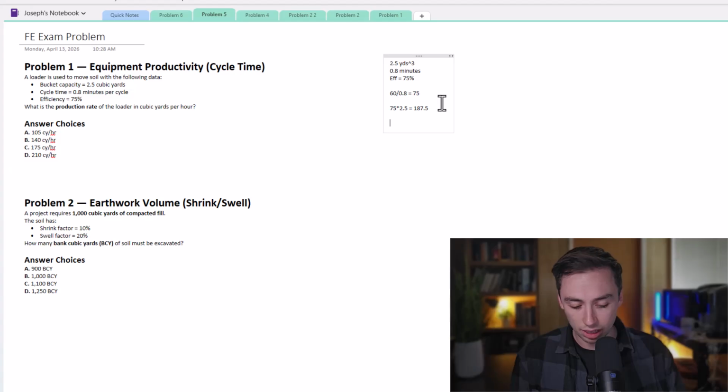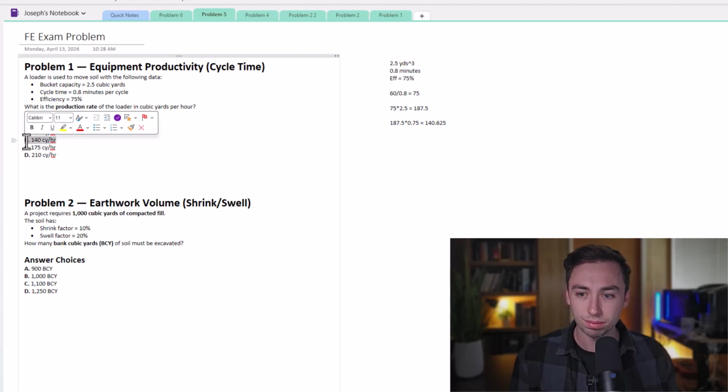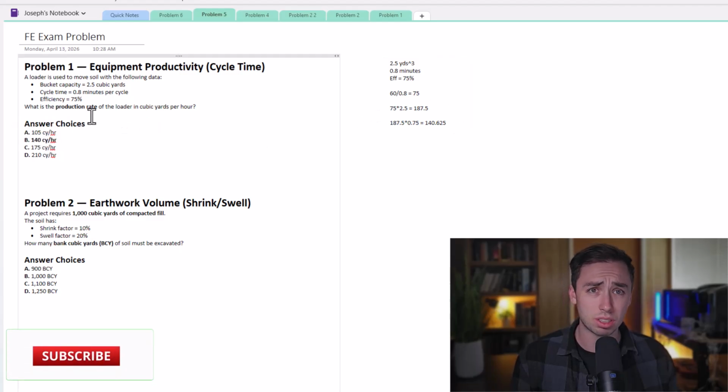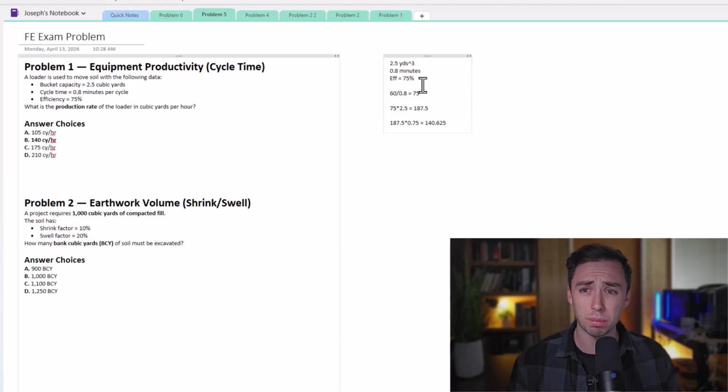So let's go 187.5 times 0.75. What does that give us? The final answer is 140.625. Very clearly, the answer is B on this problem. The importance here, units, of course, keeping track of all of the measurements that they give us, making sure that they're applicable, and doing our math properly. So that's what the first problem is there. This is a very typical FE construction problem.